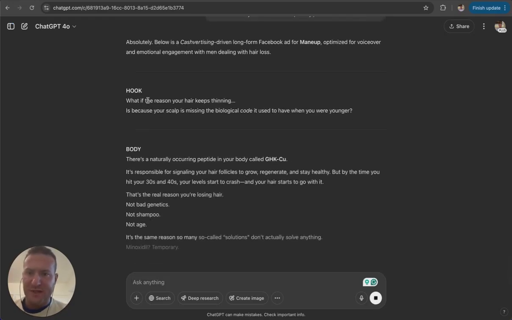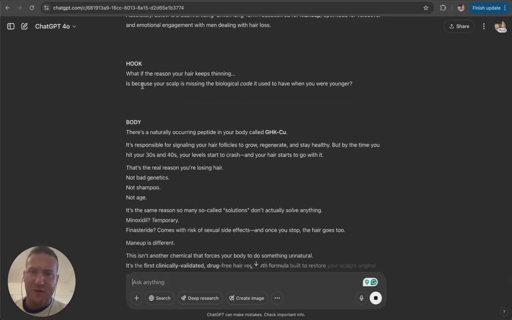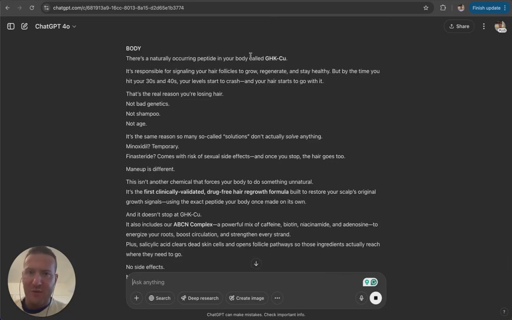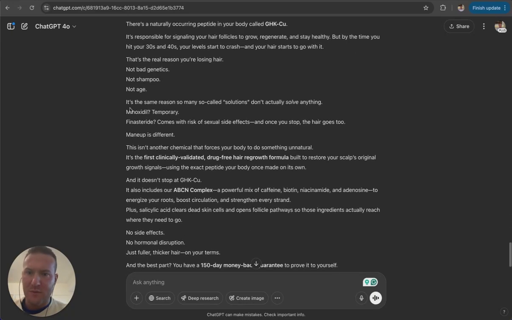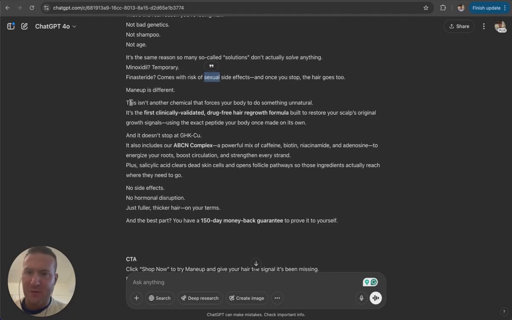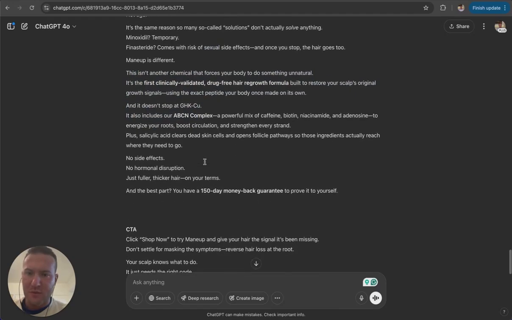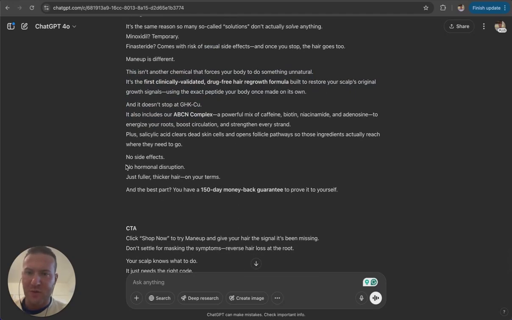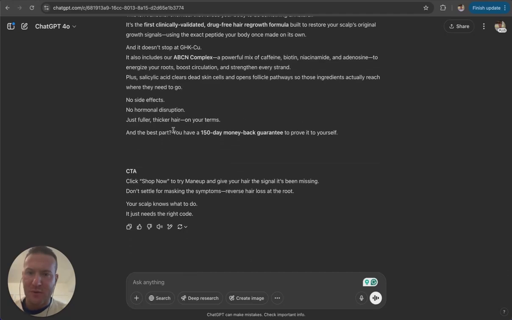What if the reason your hair keeps thinning is because your scalp is missing the biological code it used to have when you were younger? There's a naturally occurring peptide called GHK-Cu, responsible for hair follicles, blah, blah, blah. All right. For this, we'd obviously have to change to hormonal side effects, but good so far. No side effects, no hormonal disruption. All right, make it full. Click shop now to try Minoxidil.